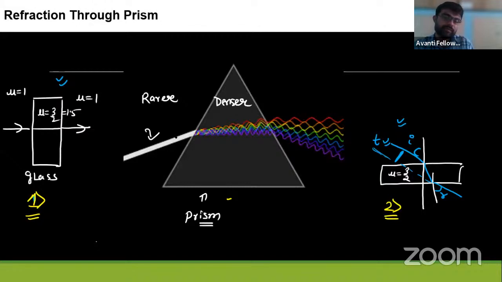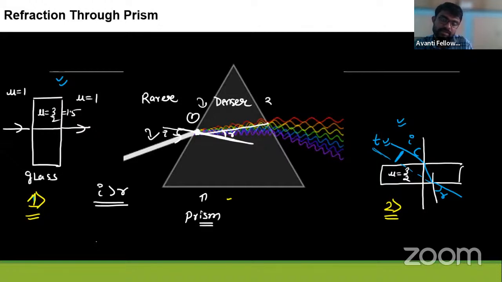When the ray passes from a rarer medium to a denser medium like this, we know it bends towards the normal. So if I draw a normal here, and this angle is the angle of incidence, this other angle is the angle of refraction. Since it's bending towards the normal, the angle of incidence I will be greater than the angle of refraction R. You can see this ray has turned for the first time when it passes from external to internal on the first surface.